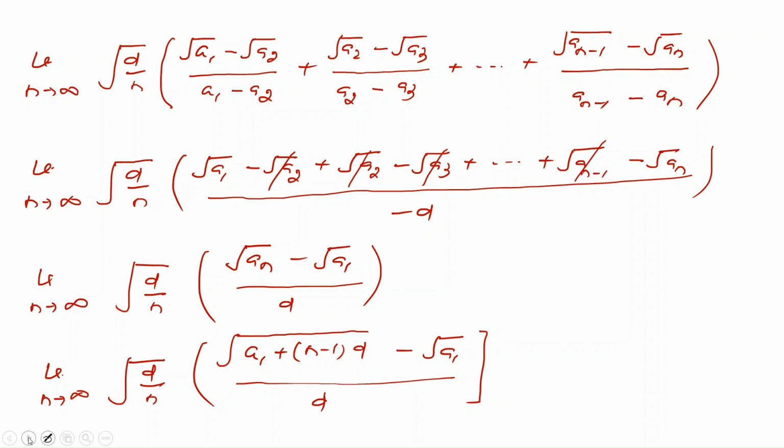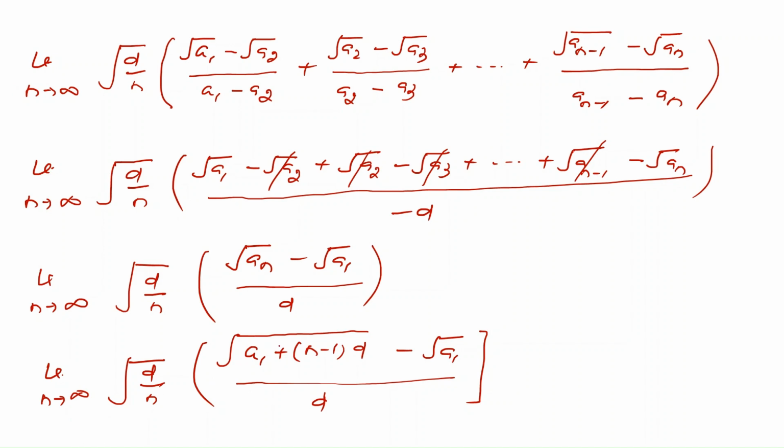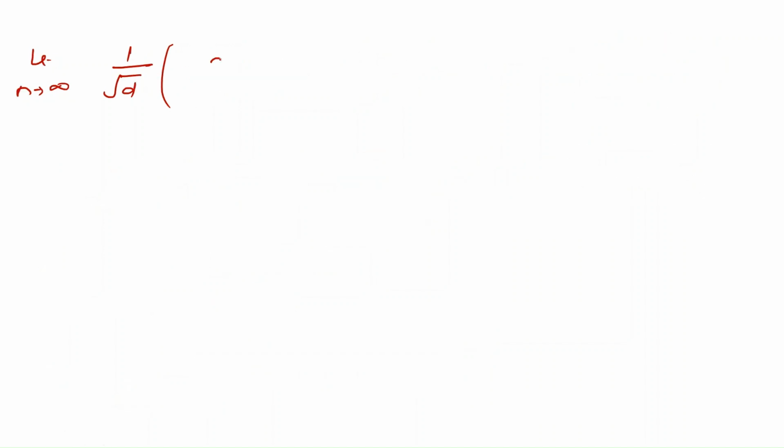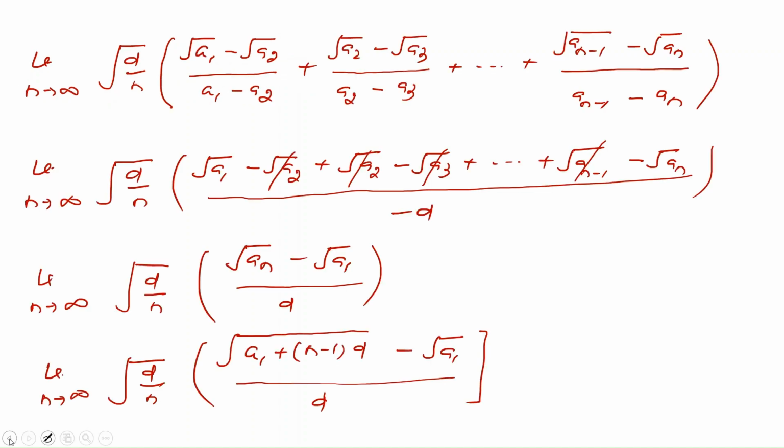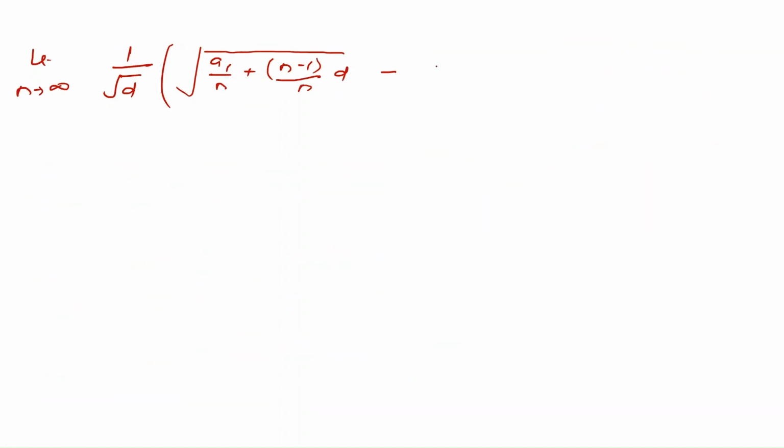Now, square root of d times 1 by square root of d becomes square root of d by d. This can be written as the limit as n tends to infinity of 1 by square root of d, and the square root of n is taken inside the square root. We get square root of (a1 by n plus (n minus 1) upon n into d) minus square root of (a1 by n squared).